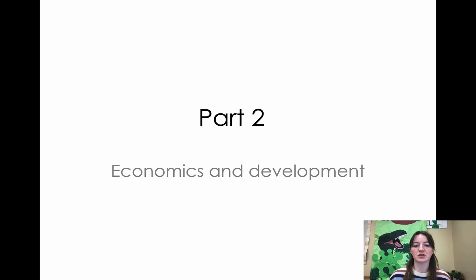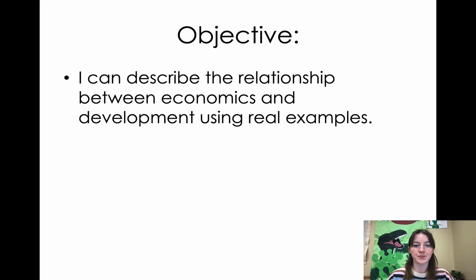Today we're looking at Part 2, Economics and Development. Our objective today is to describe the relationship between economics and development using real examples.